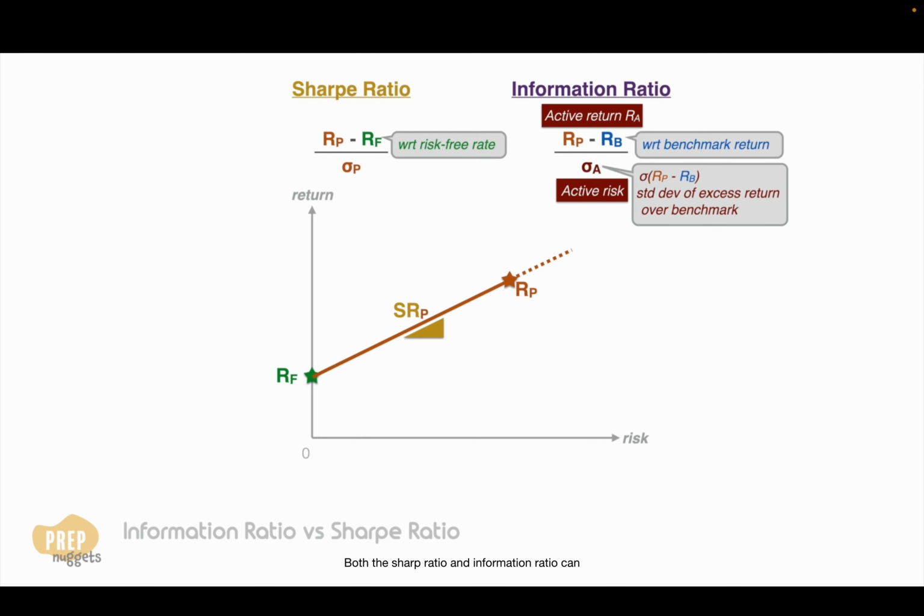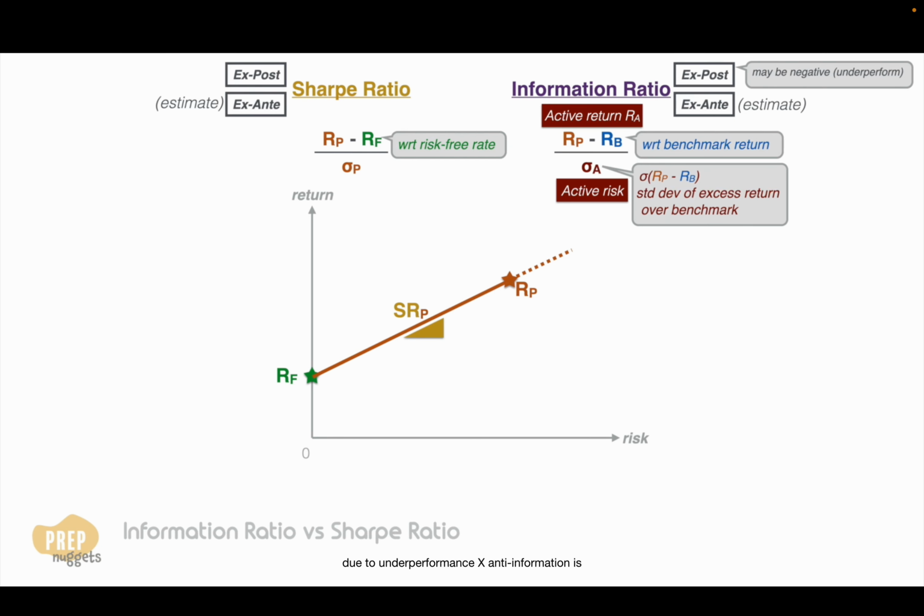Both the Sharpe ratio and information ratio can be used to measure ex-post performance or estimate ex-ante performance. When estimating ex-ante performance, expected values are used. While ex-post information ratio may be negative due to underperformance, ex-ante information ratio is almost always positive. Obviously, managers have to expect positive active return, else they would not want to pursue the active strategy.